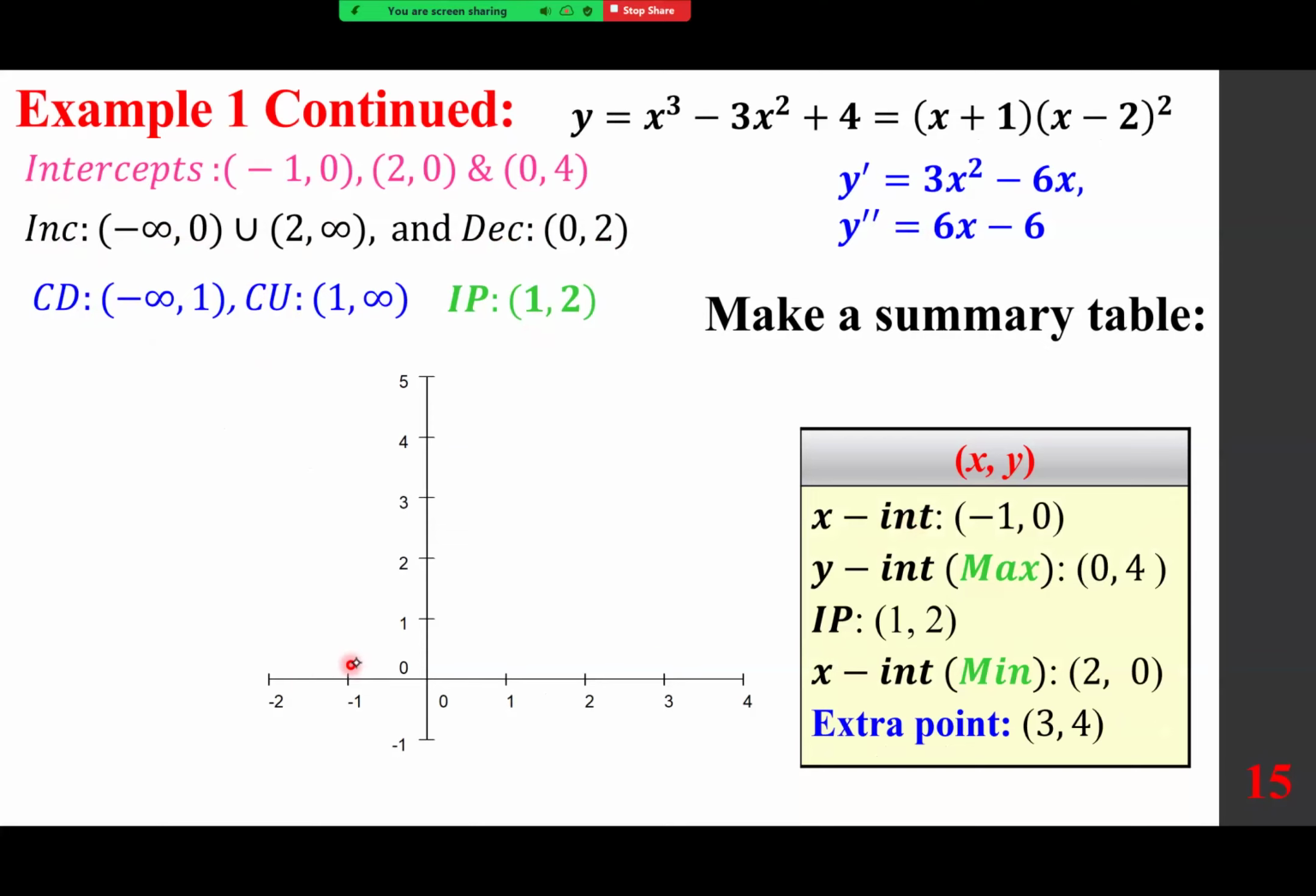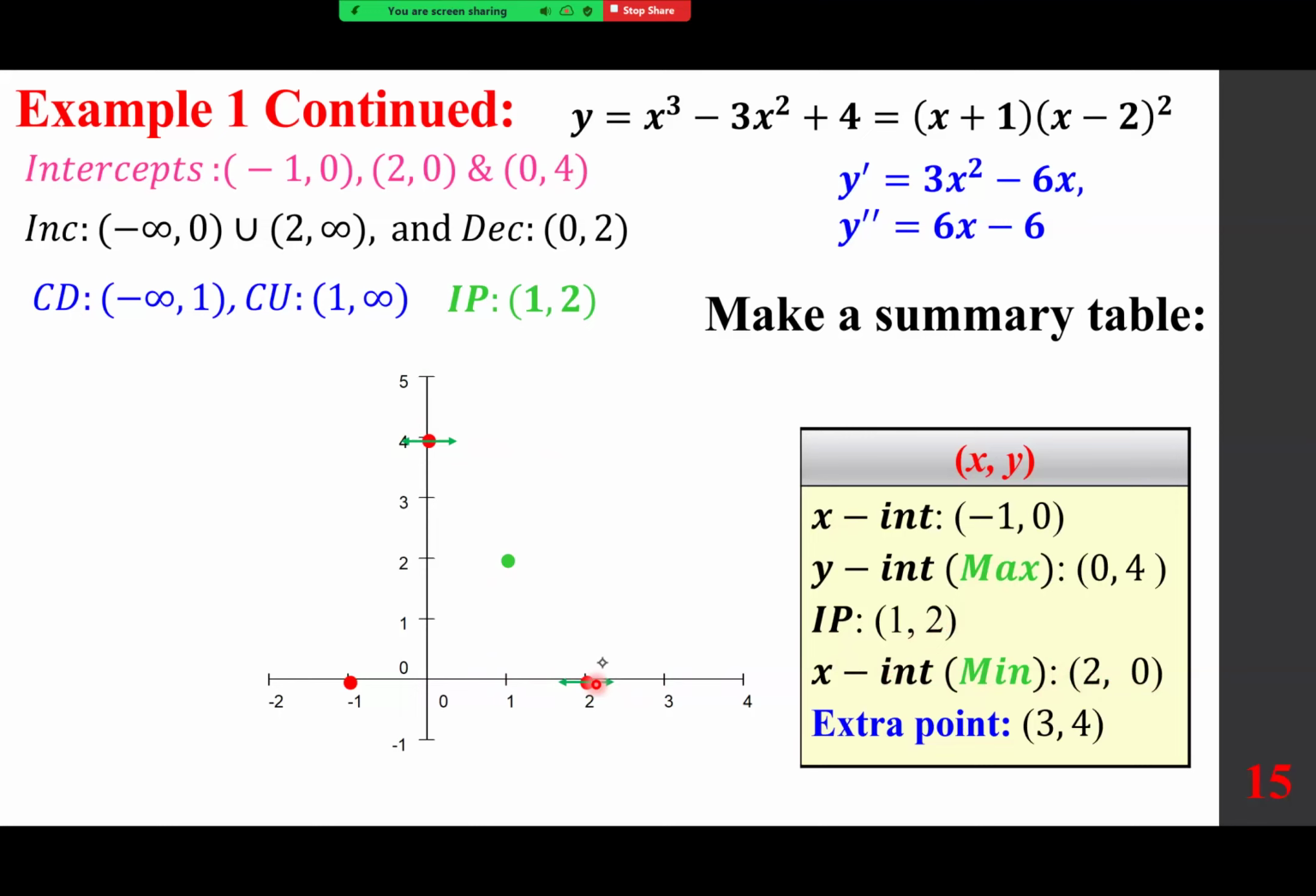Minus 1, 0 is right here. 0, 4 is right here. And because it's a maximum, we are going to use a double arrow, meaning the graph can't cross that. The IP takes place at 1, 2, somewhere here. The x-intercept, the second one, is located at 2, 0. And because it's a minimum, we're going to have a double arrow again, meaning it can't cross that.